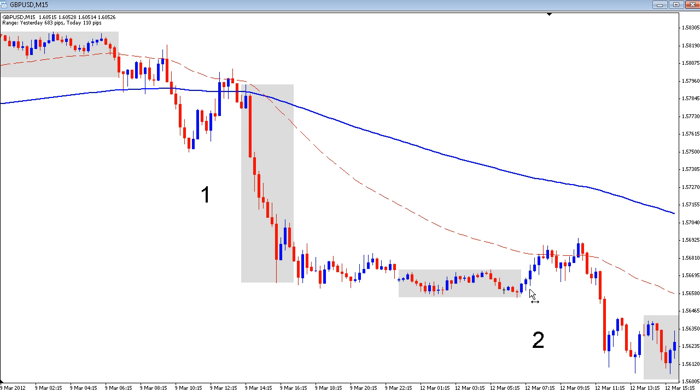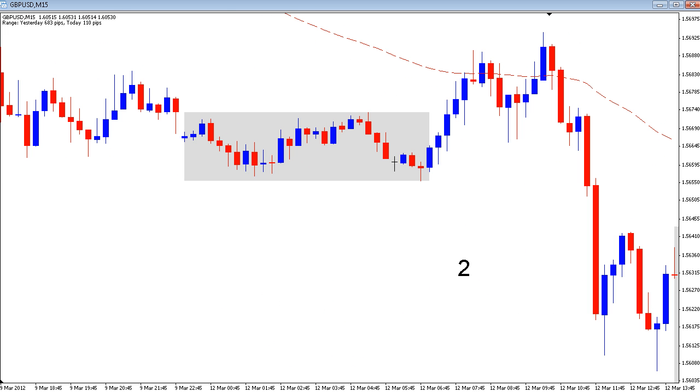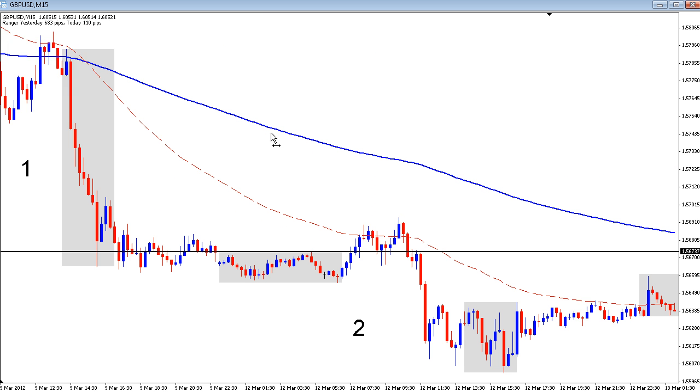And then what do we see? Out of Asia, we see the market. So let me zoom in a bit. We see the market do what? Well, it manipulates above the Asian session. So keeping things in context, what would we be looking for?